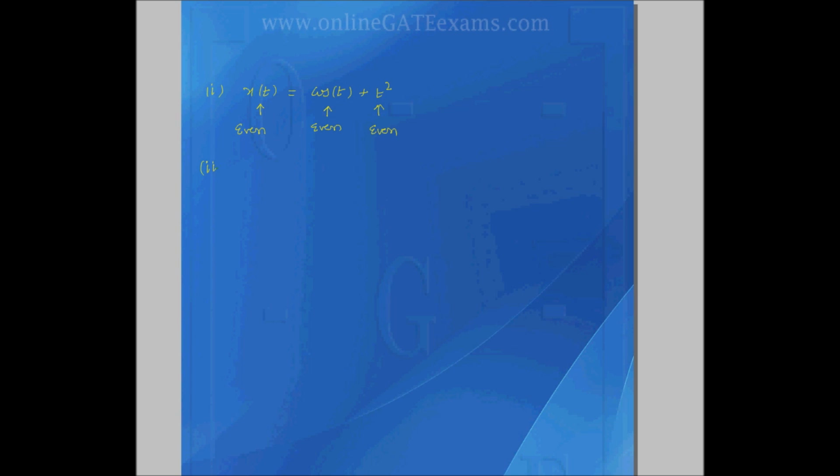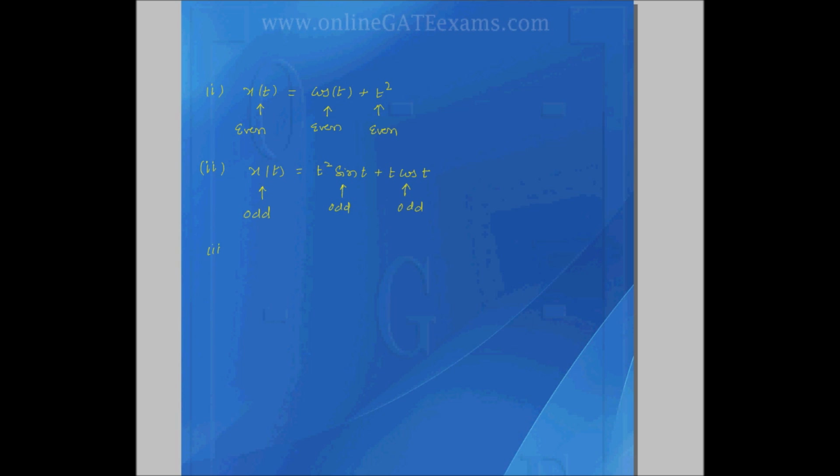Second one, if you take x of t to be t square sin t plus t cos t, clearly this signal is odd, this signal is odd, and the resulting signal will also be odd. Why? If you add two odd signals, you should get back an odd signal.